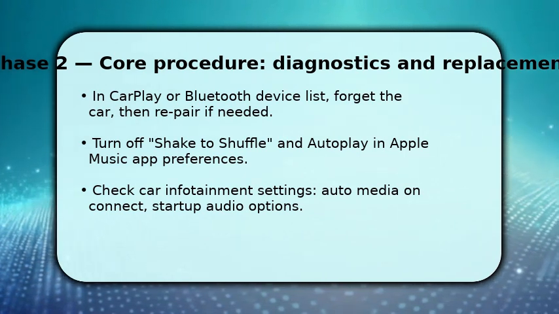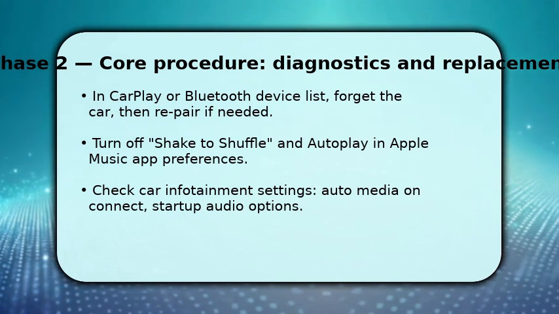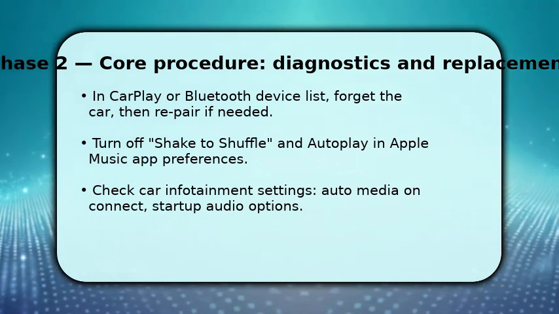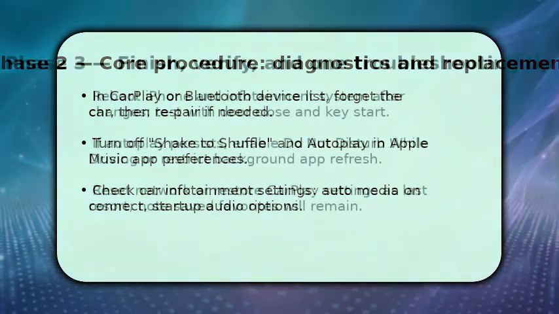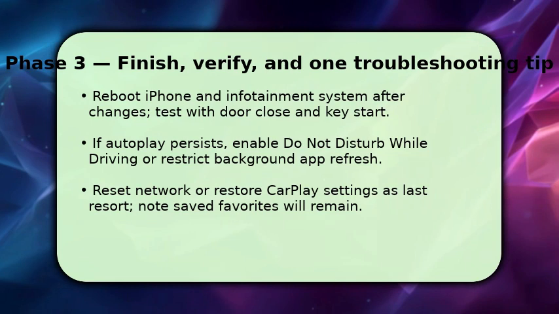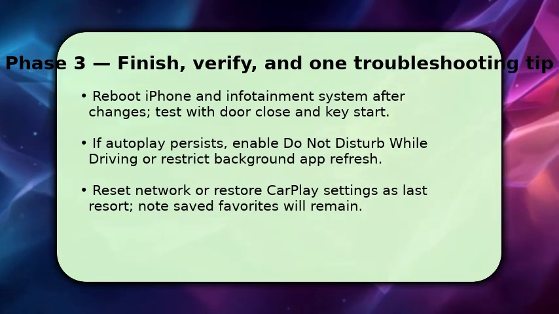Finally, inspect the car's infotainment menu for options like Play Media on Connect and turn those off. Together, these steps remove most automatic starts. To finish, reboot both your iPhone and the car's infotainment system, then test by locking/unlocking or starting the car. This confirms settings took effect.